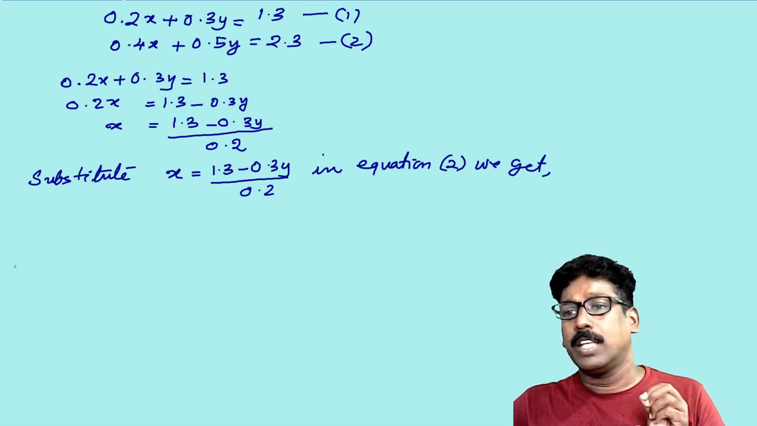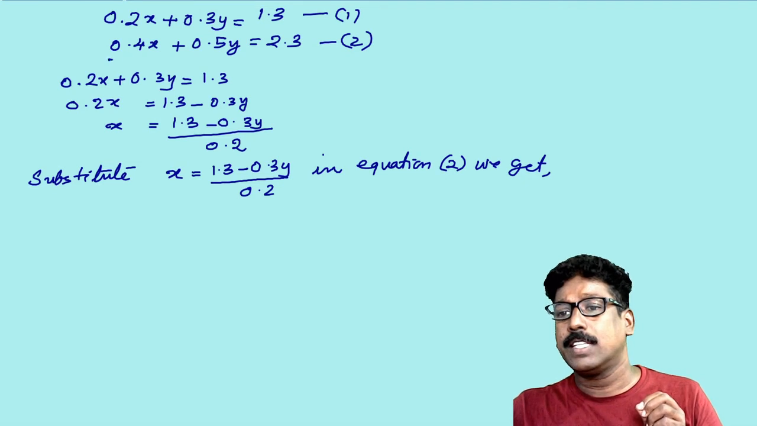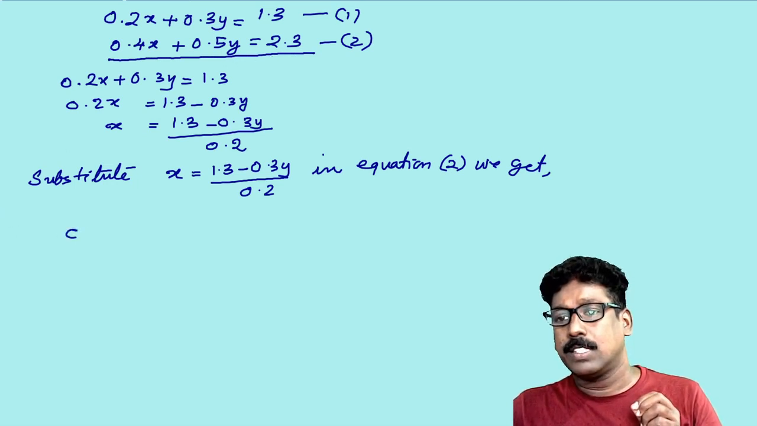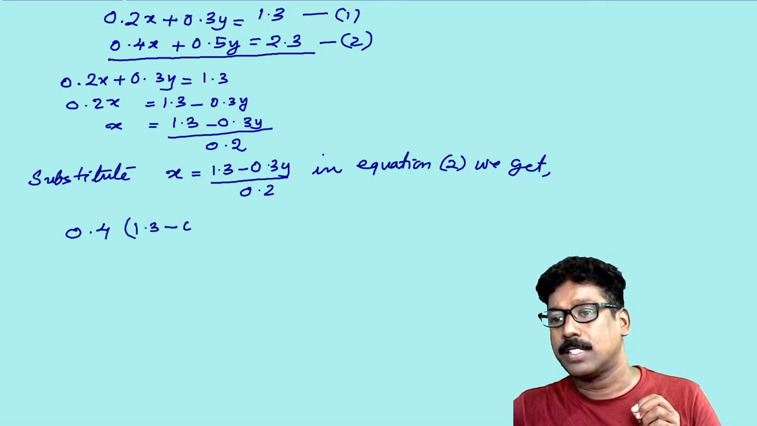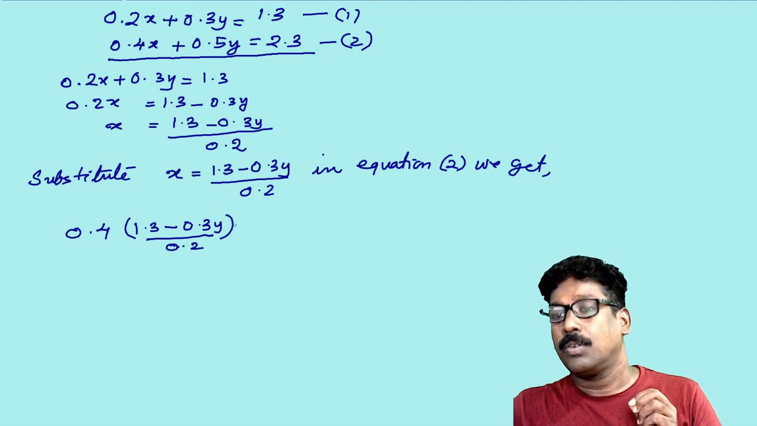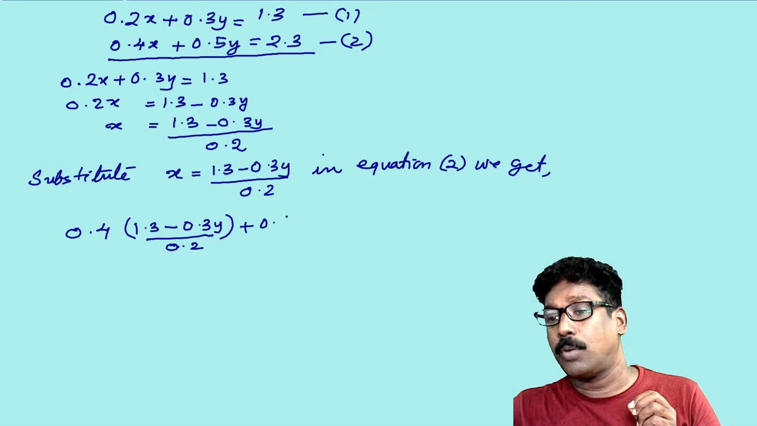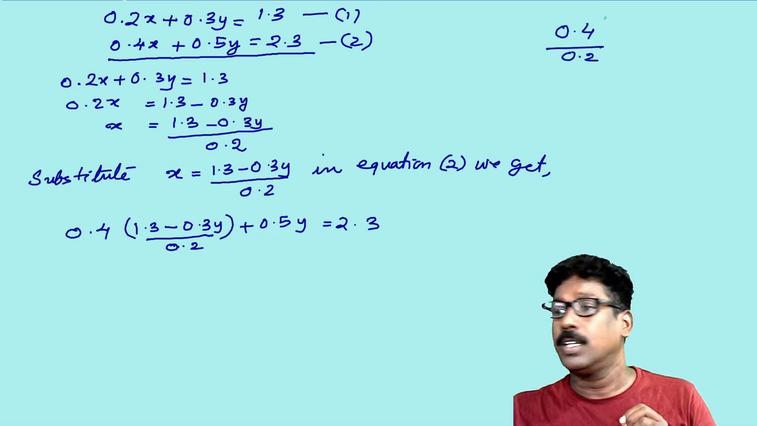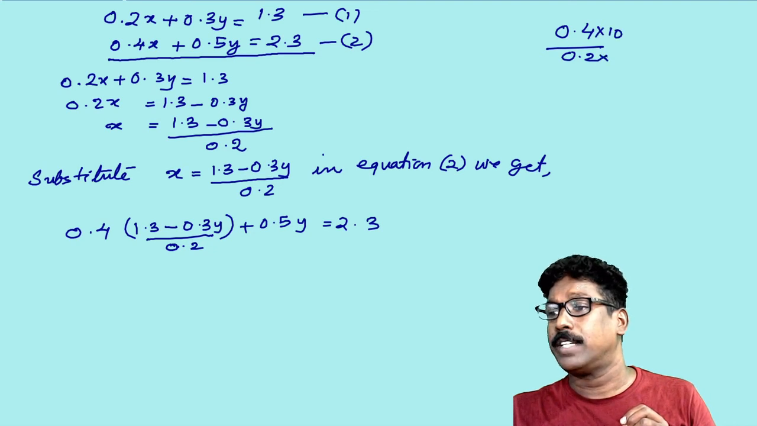We get, equation number 2 is 0.4x plus 0.5y is equal to 2.3. So that you can write it as, 0.4x, you can write it as (1.3 minus 0.3y) by 0.2, plus 0.5y is equal to 2.3. Now what is 0.4 by 0.2? Multiply 10 to both numerator and denominator.